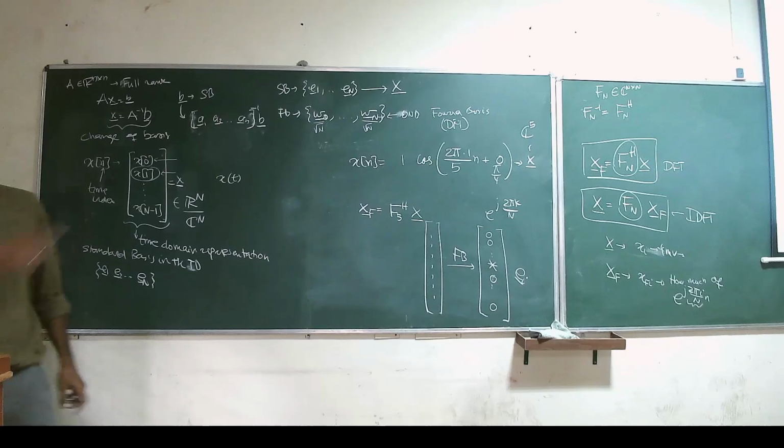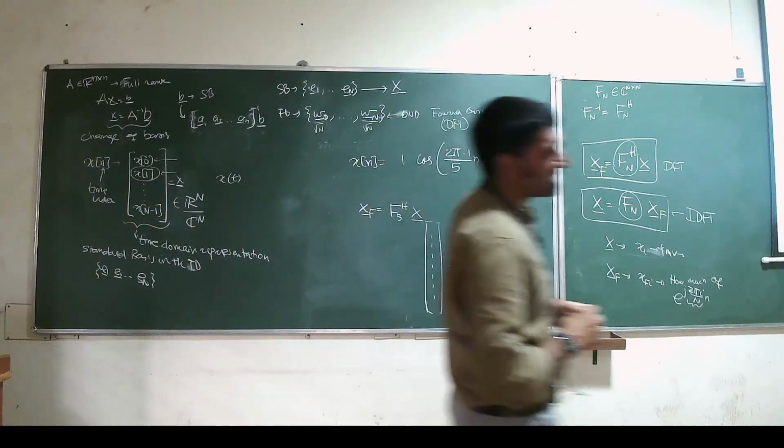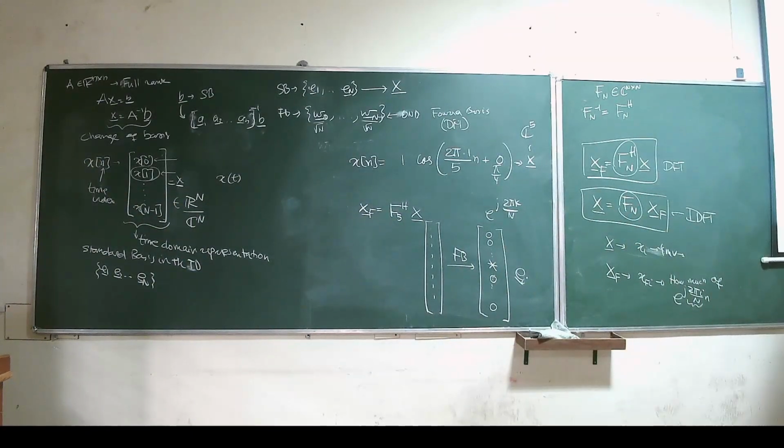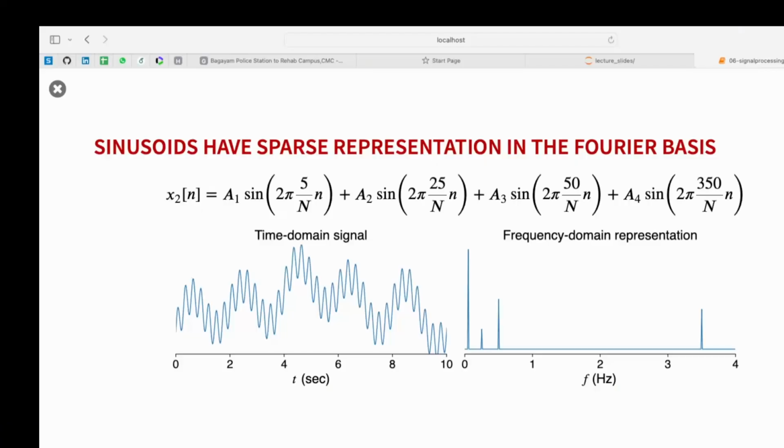Right? Now let's say you have a more complex signal, which is a sum of sinusoids of different frequencies, and it looks like this. This is clearly not a simple looking signal, this is looking complicated. But if you take the Fourier representation, what you find is a very nice view of the same signal.